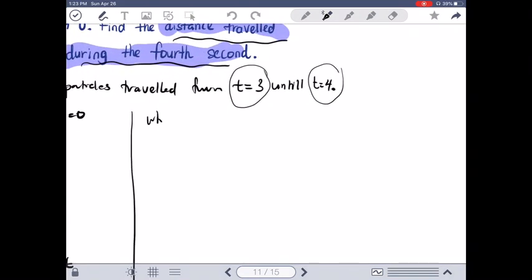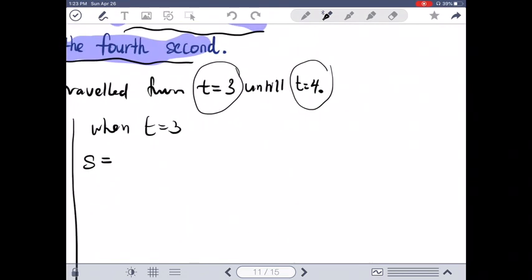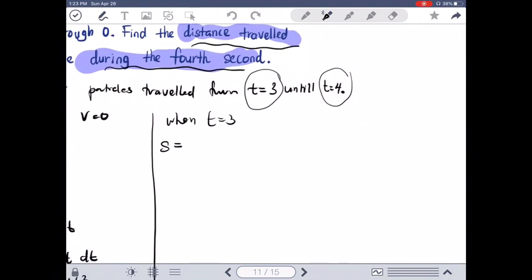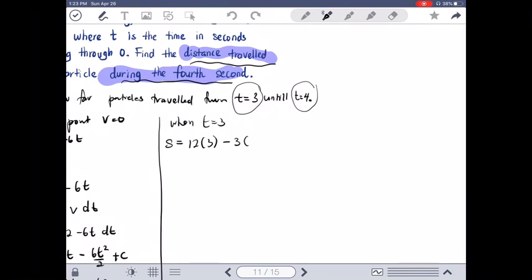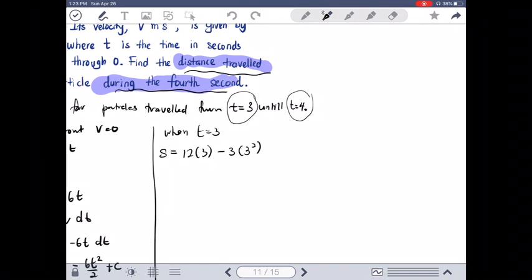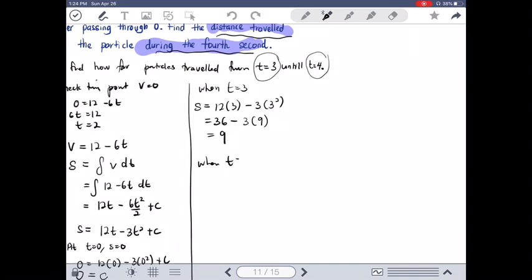Now we find when t equals to 3, s is just equals to, let's see. So when t equals to 4, s equals to 12 times 4 minus 3 times 4 squared.